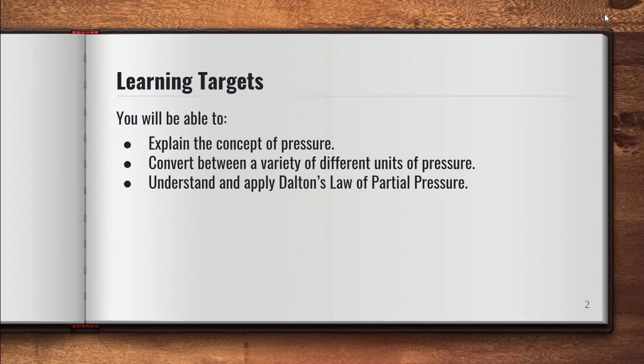Anyways, your learning targets today: you should be able to explain the concept of pressure. I think there was a song like that. Under pressure. Okay, anyways. You should be able to convert between a variety of different units of pressure and understand and apply Dalton's Law of partial pressures.